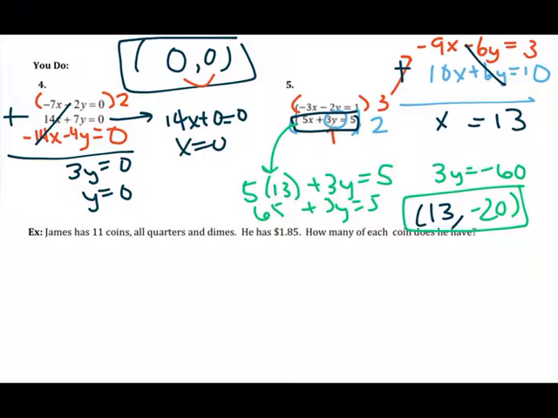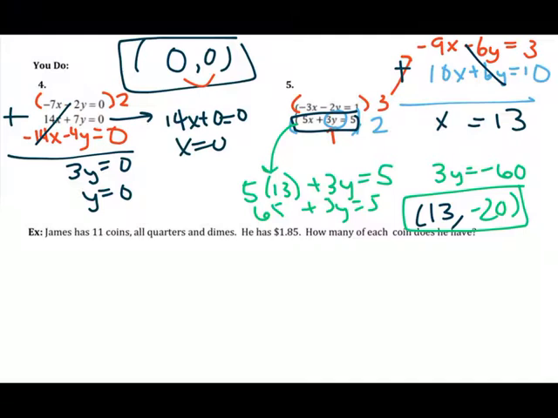Oh my goodness, a word problem. We all need to freak out right now. But you know what I did? I made this word problem so short that it doesn't even look scary. It looks like it's only one sentence. It's more than one sentence, but it's nice and short. So let's read through it together. James has 11 coins. All of his coins are quarters and dimes. He has $1.85 total. How many of each coin does he have?